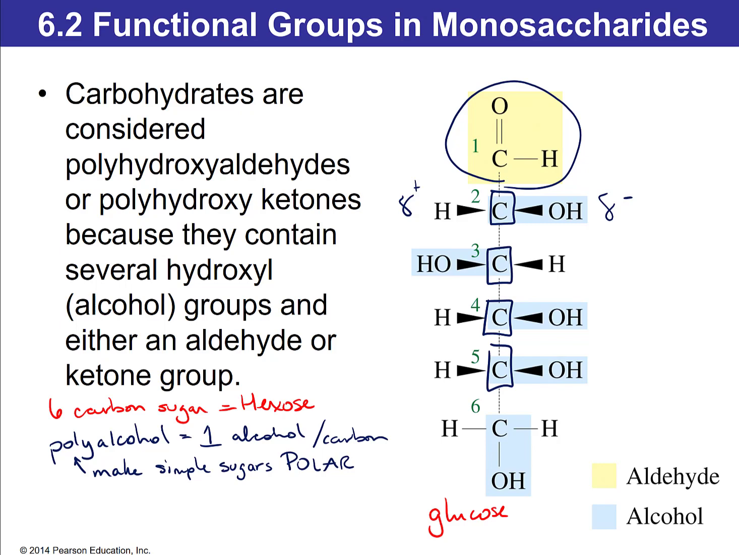That top group, whenever you have a carbon double bonded to an oxygen with a hydrogen on the end, that functional group is an aldehyde. So this area is the aldehyde. It would always be on that first carbon. If there's a double bonded oxygen on the first carbon, you know that's an aldehyde. So they can call glucose an aldohexose. They identify it as the aldehyde on the end, and it's a 6-carbon sugar.